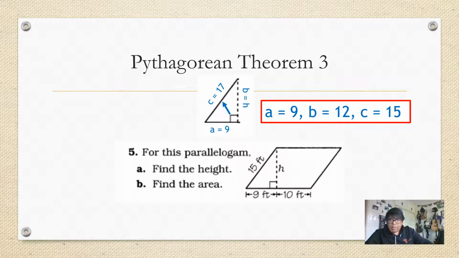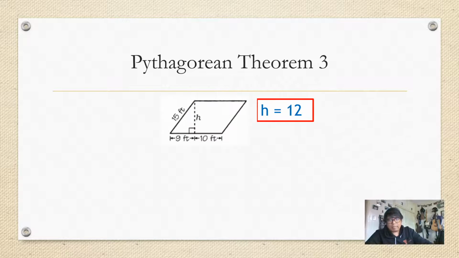Just to remind you, this is a two-part problem. Not only are we meant to find the height, which we have done already, it's 12, we're also supposed to figure out the area. Okay, answering part A right on the left of the screen. The right of the screen, we're going to answer part B.